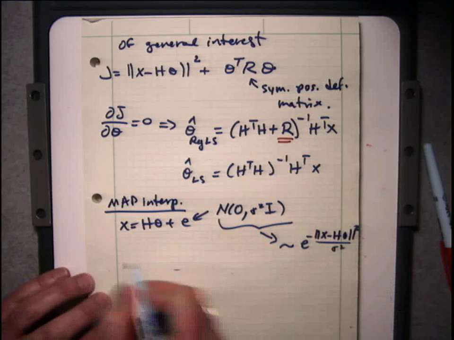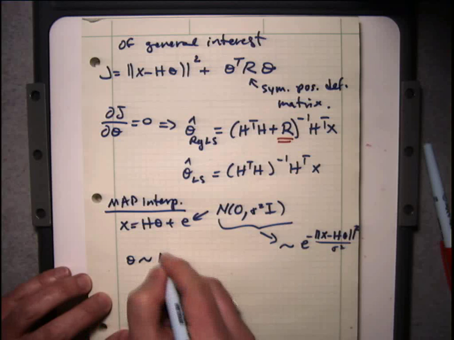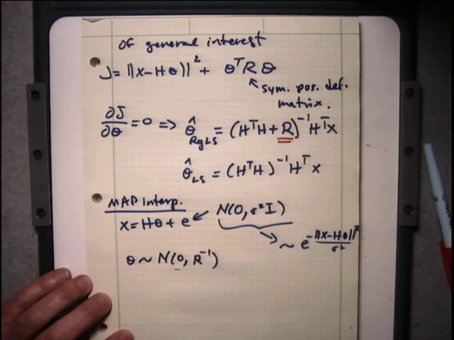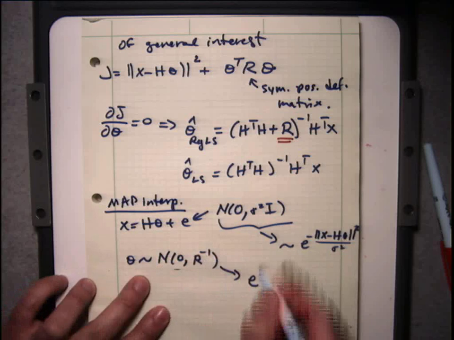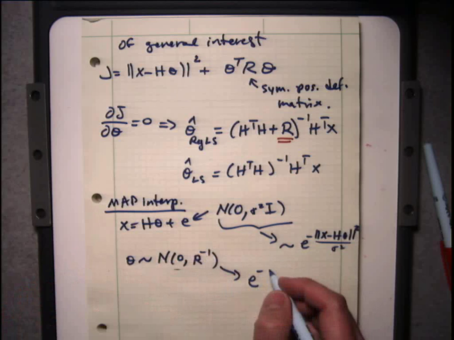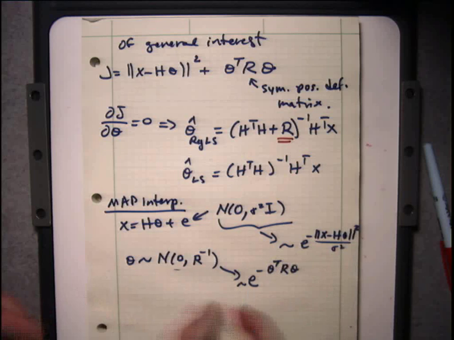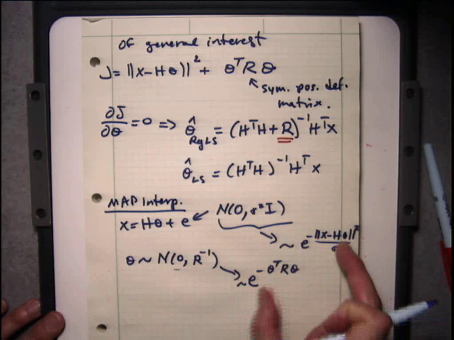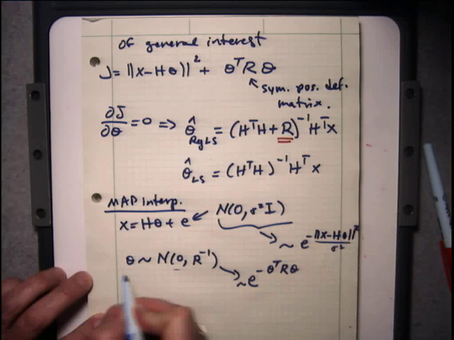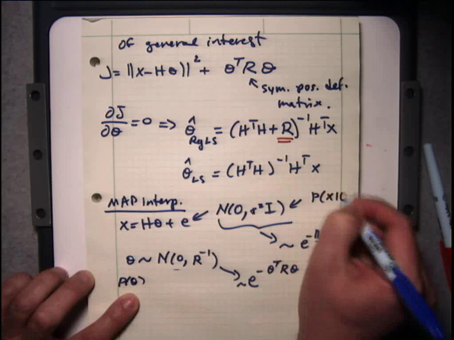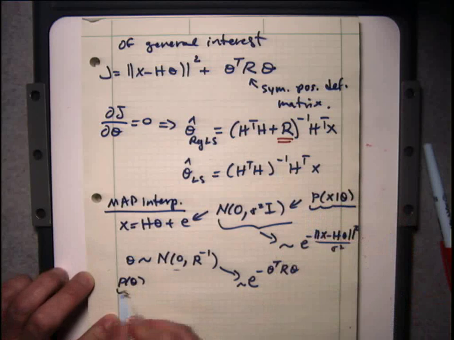And if you also assume that theta is Gaussian with zero mean and covariance R inverse, what's the distribution of this going to look like? This is going to look like e to the minus theta transpose R theta, right? With some normalizing coefficient in front. Now, if you look at these two, this is your P of theta, and this would be the PDF of x given theta. So this would be maximum likelihood, and adding this would be maximum a posteriori.